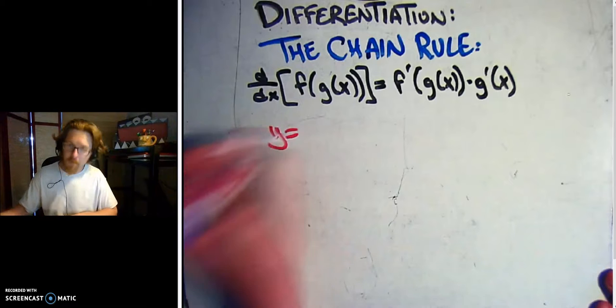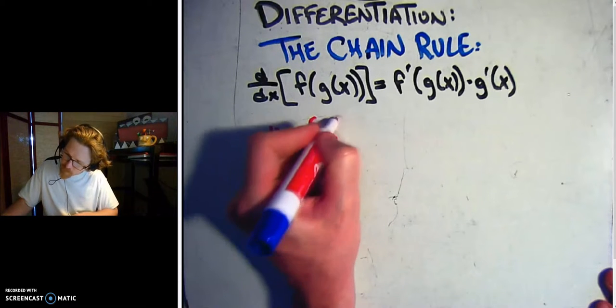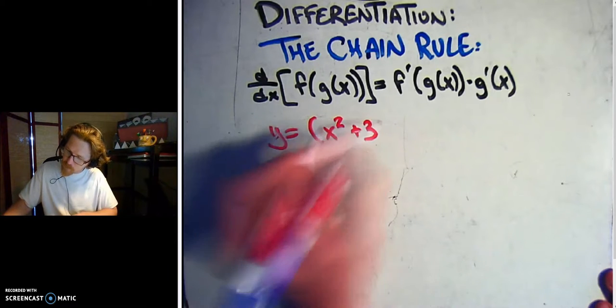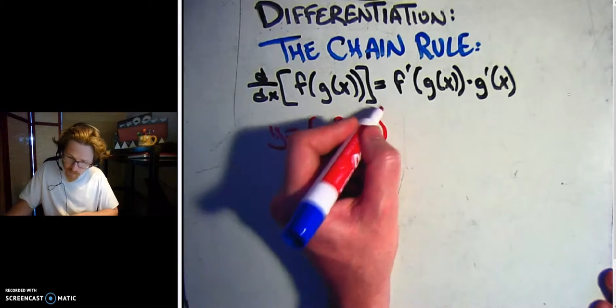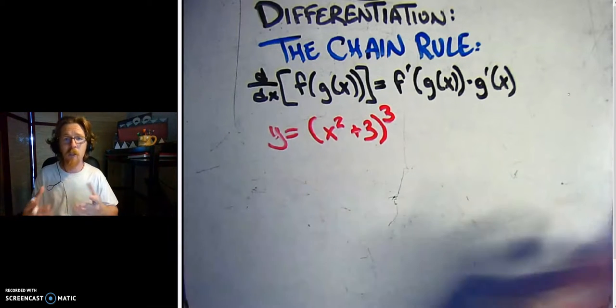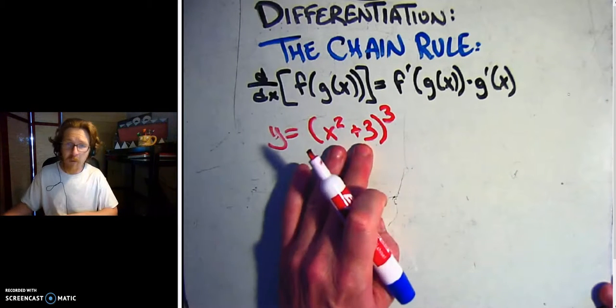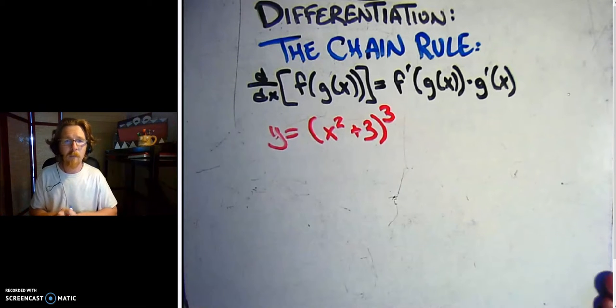Let's say that we have some function y, and y is x squared plus 3. That's a function itself, x squared plus 3, but it's actually to the third power. So this is a function composition. There's some g of x that's inside some greater function, f of x.